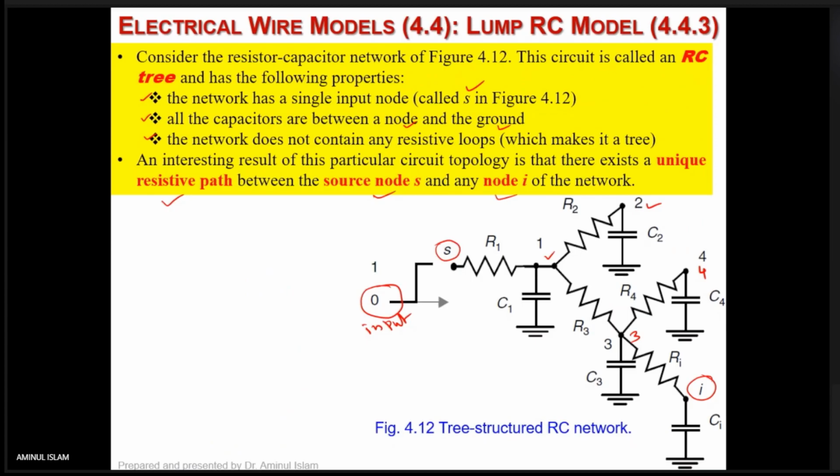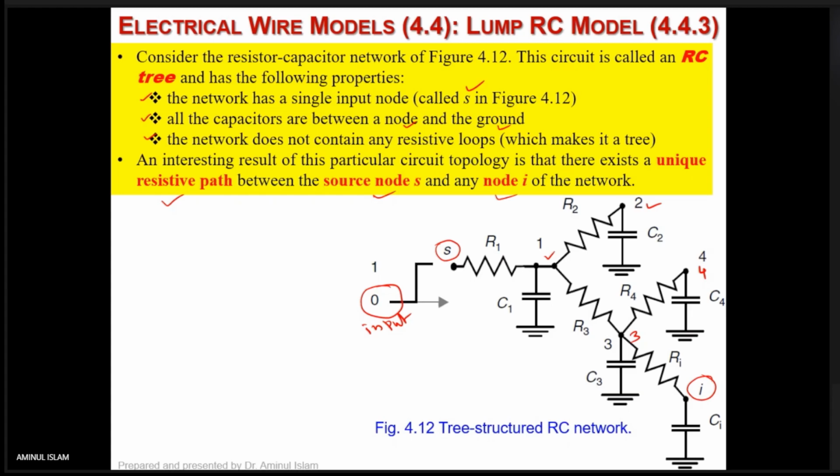Consider the resistor capacitor network given here. This circuit is called the RC tree and has the following properties. The network has a single input node called S in this figure. All the capacitors are between a node and ground. The network does not contain any resistive loops, which makes it a tree.